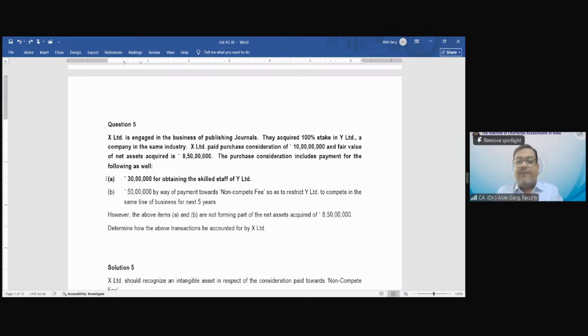Okay. 50 lakh by way of payment towards non-compete fee so as to restrict Y Limited from competing in the same line of business for the next 5 years. This company is paying 50 lakh rupees extra. You know why? Because X Limited told them, don't do this business at least for the next 5 years.